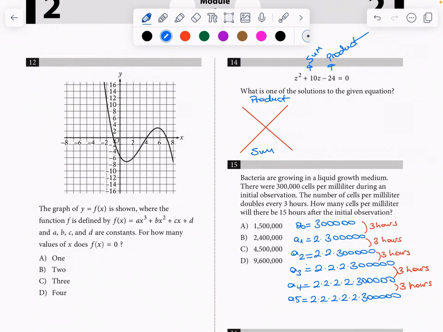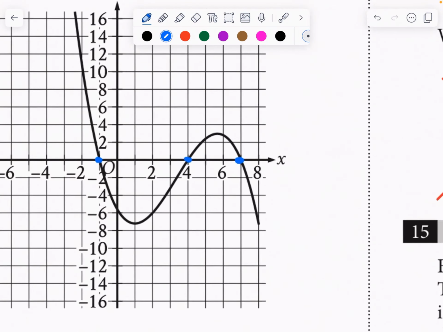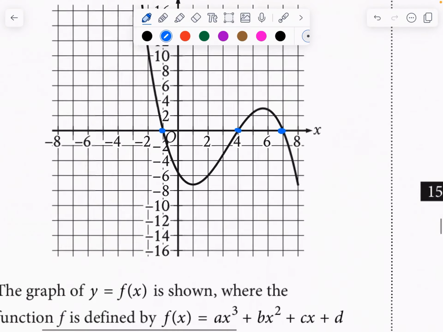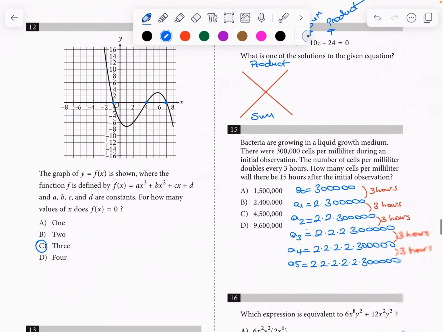There will be some points on the graph which touch the x-axis. There are 3 points, as you see, which touch the x-axis. So we have this point, and this point. So there will be 3 zeros of the function: f of -1 is equal to 0, f of 4 is equal to 0, and f of 8 is equal to 0. So there are 3 points. Answer choice C is the correct answer. Okay, next question.